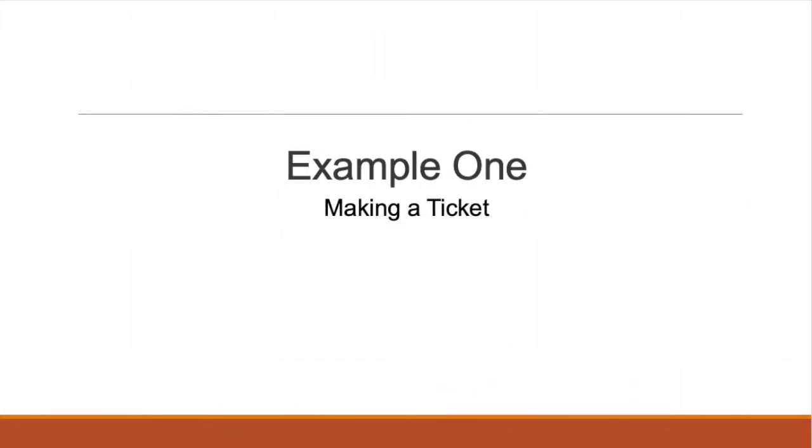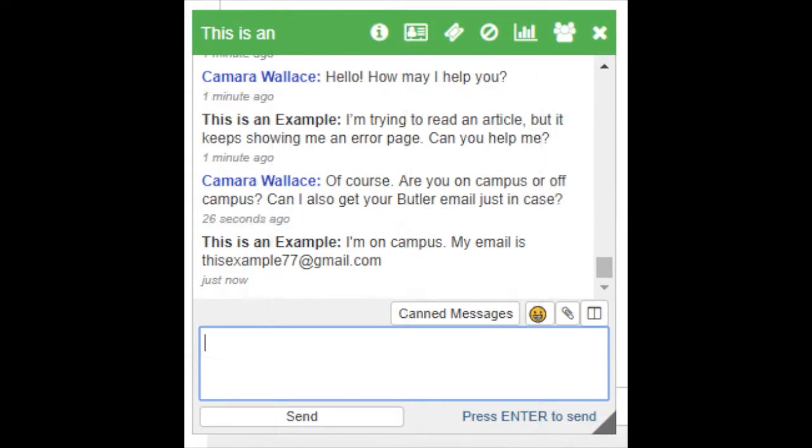Example 1 is about making a ticket for your patron through chat. There are, of course, other ways of going about making a ticket, such as going through the library website and reporting a problem. But this is an easy and accessible way for you to make a ticket for your patron through chat. When you first get a chat, you should ask the patron how you can help. Then, after being told what they need, you should get further information.